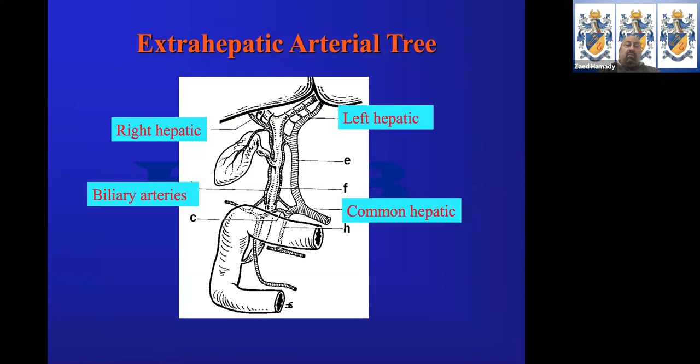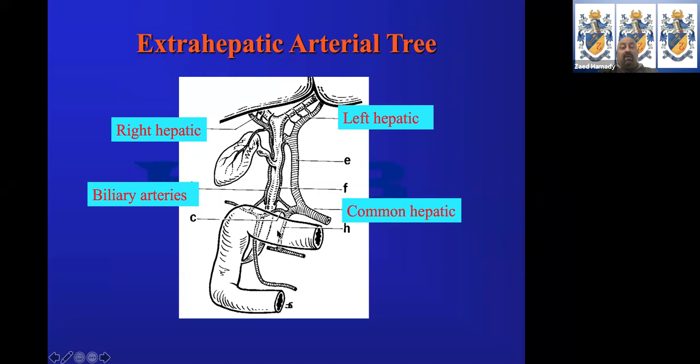Only 40% of people will have a conventional arterial anatomy to the liver, i.e. that they have a common hepatic artery that's divided into left and right hepatic artery. Quite often, when you do liver surgery or even pancreatic surgery, you need to study the arterial anatomy very well, and make sure that there is no accessory or replaced hepatic artery. We quite often see a replaced or accessory hepatic artery coming from the SMA, the superior mesenteric artery.